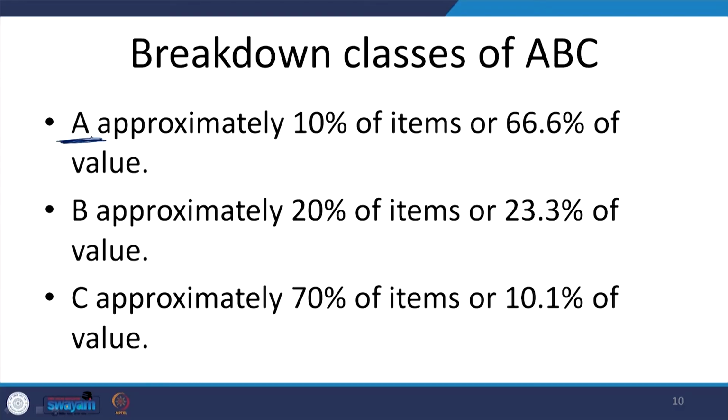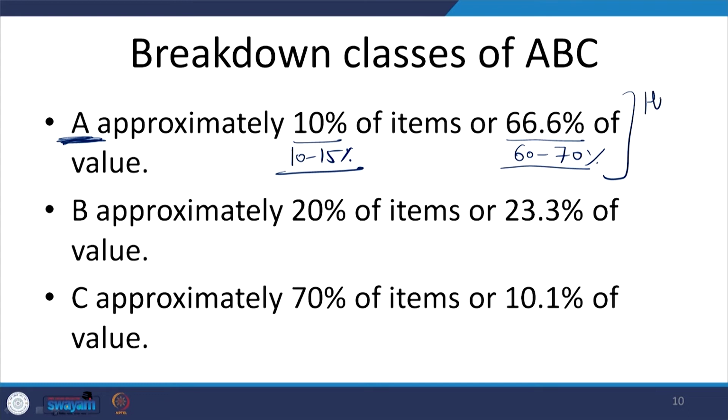So, it becomes very simple for us to understand that we need to give maximum efforts for A type of items, which are 60 to 70% in value, or maybe you can understand it that way, and their number is from 10 to 15%. So, in this range you can understand that A items are only 10 to 15% and they are contributing 60 to 70% value. So, you require high efforts in maintaining the inventory of A items.